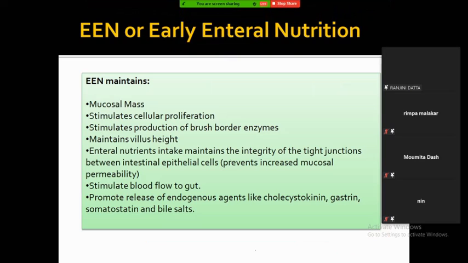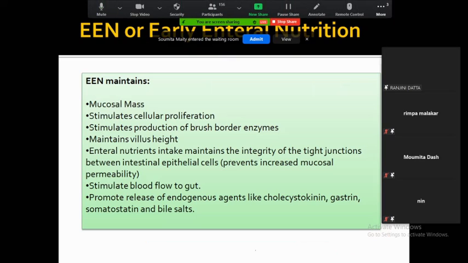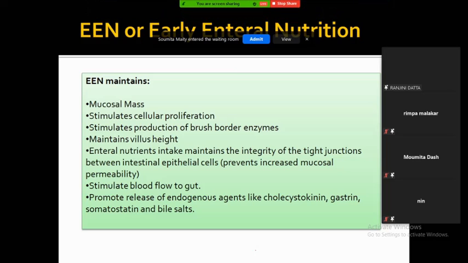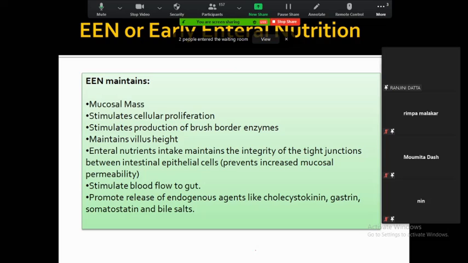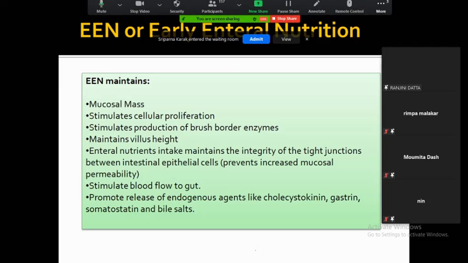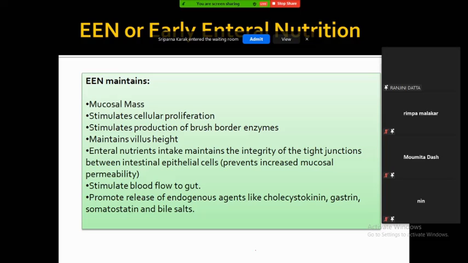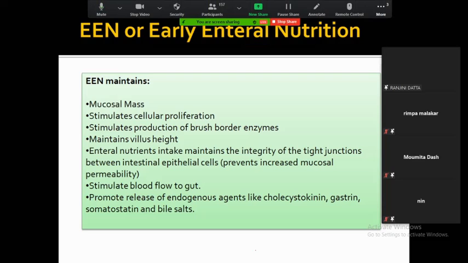Now, if I have to argue why early enteral nutrition, the pointers would be: enteral nutrition helps in maintaining the mucosal mass of the GI system. It stimulates cellular proliferation of the helper cells. It stimulates the production of the brush border enzymes. It maintains the villus height. All these three together will help in maintaining the health of the lamina propria and the Peyer's patch.